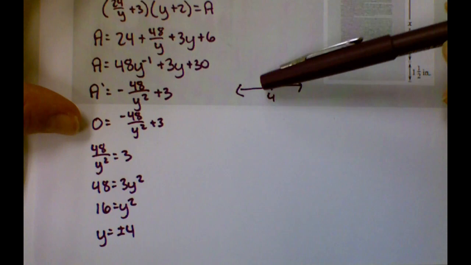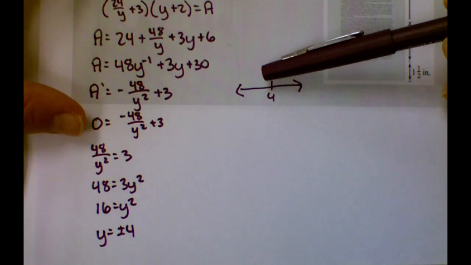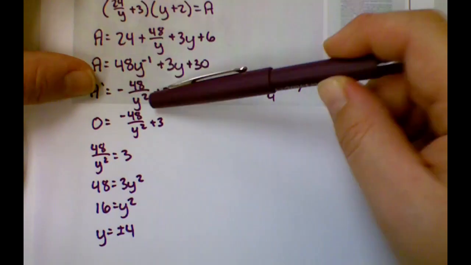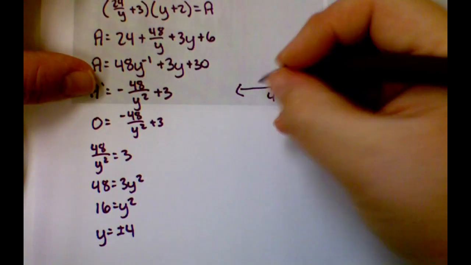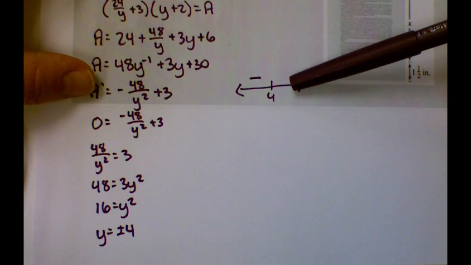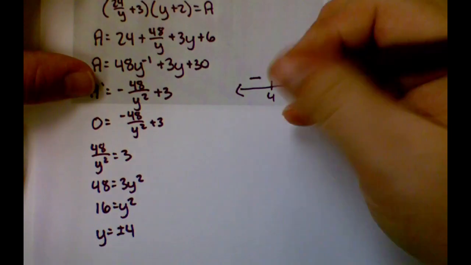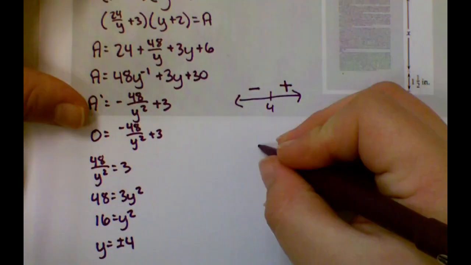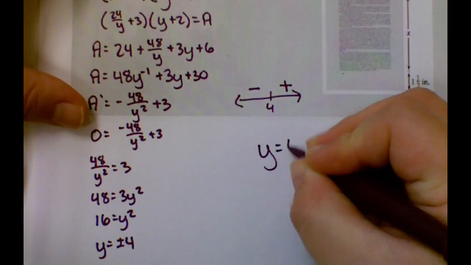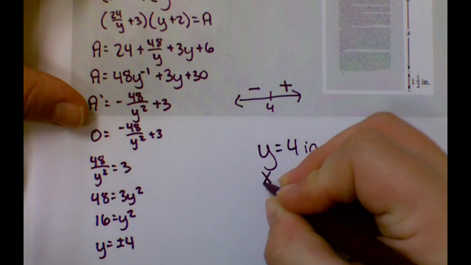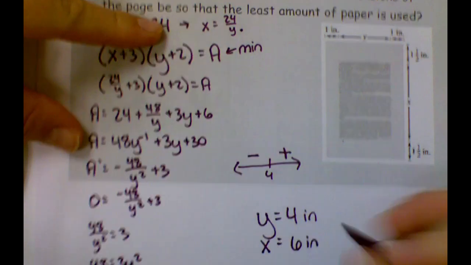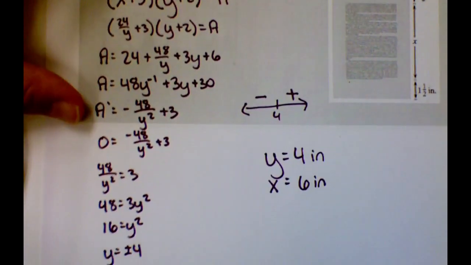If I plug in something smaller than 4, let's say a 2, into my derivative, I get a negative. If I plug in something bigger than 4, I'm going to get a positive. So that means my minimum is at 4. So my minimum amount of paper is when y is 4 inches and x is, way back up here, 6 inches. That's actually not the question.